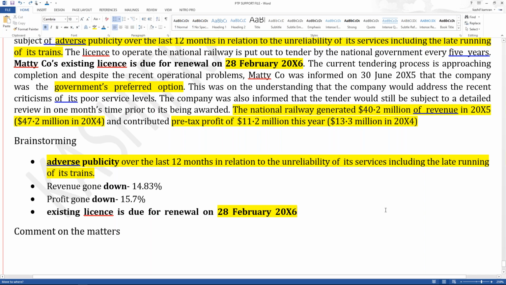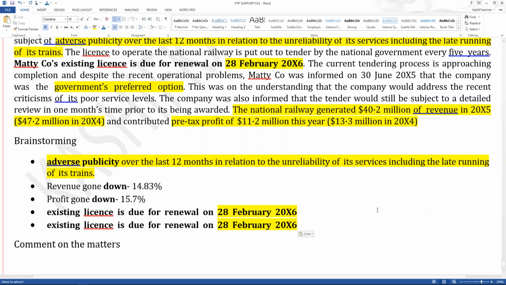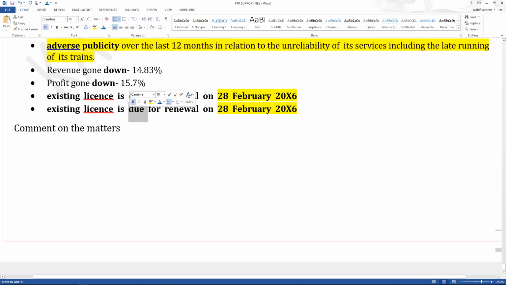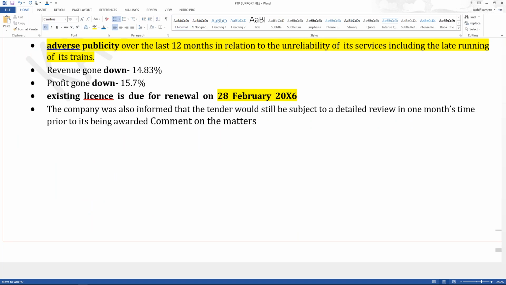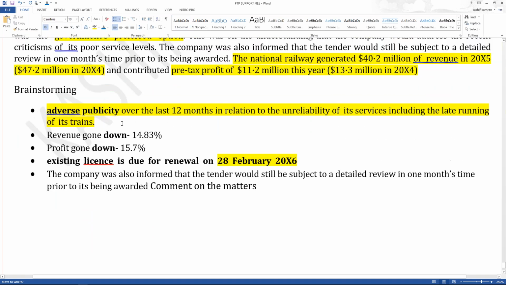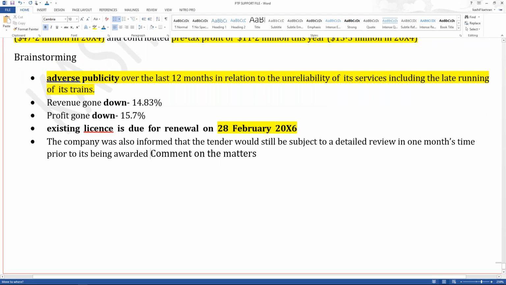So does that mean in 1 month time, the government will review your performance? Have you taken some actions to improve your service level? And if the government fails to identify that the service levels have improved, will the government reward you the license? Probably no, right? So the government will review the performance of the company in 1 month time to assure whether the license should be given to them or not. So that is the case study.